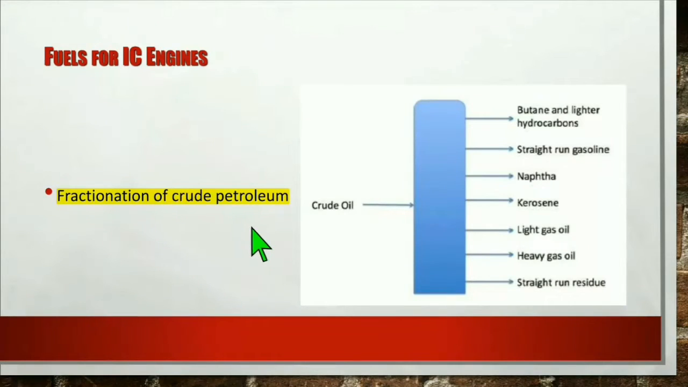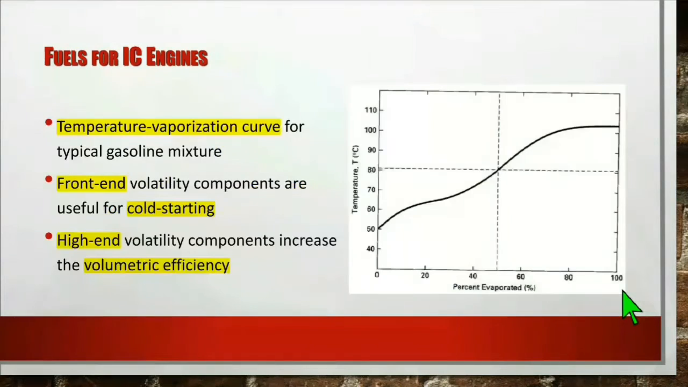Fractionation of crude petroleum. Crude oil, butane and lighter hydrocarbons, straight run gasoline, naphtha, kerosene, light gas oil, heavy gas oil, and straight run residue. Temperature vaporization curve for typical gasoline mixture. Front end volatility components are useful for cold starting. High-end volatility components increase the volumetric efficiency.